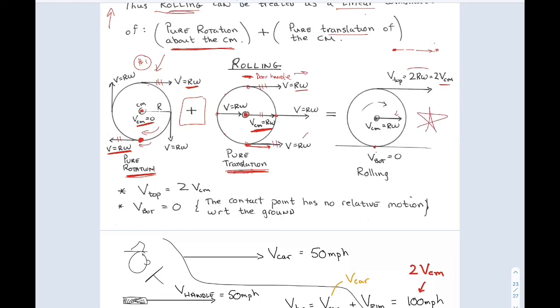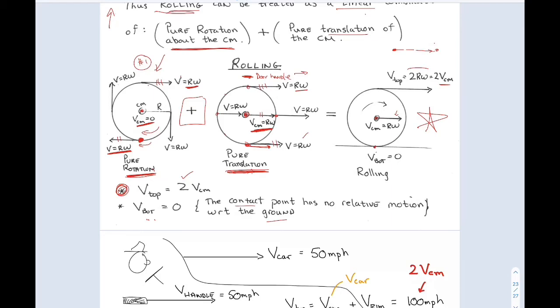All right. So a couple interesting things from this picture. This says that the top of the wheel is moving with twice the speed as the center of the wheel. And the bottom of the wheel, that contact point, is not moving with respect to the ground.